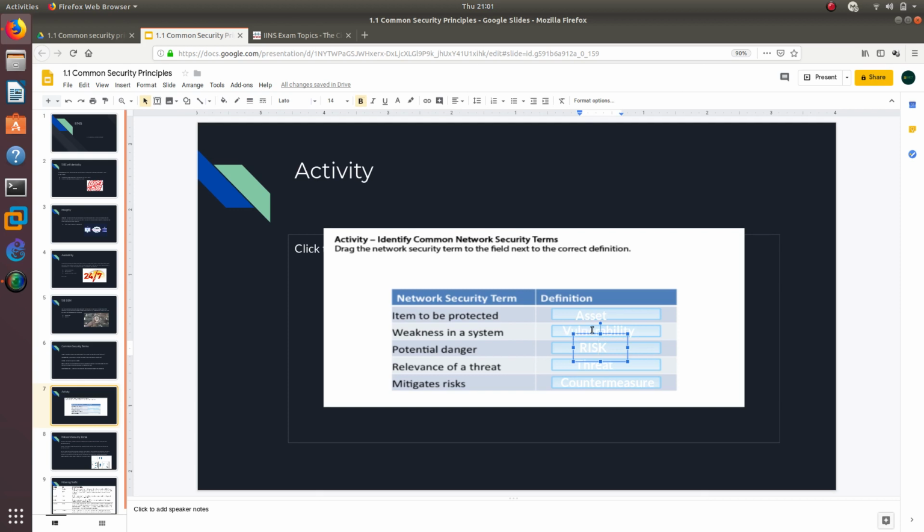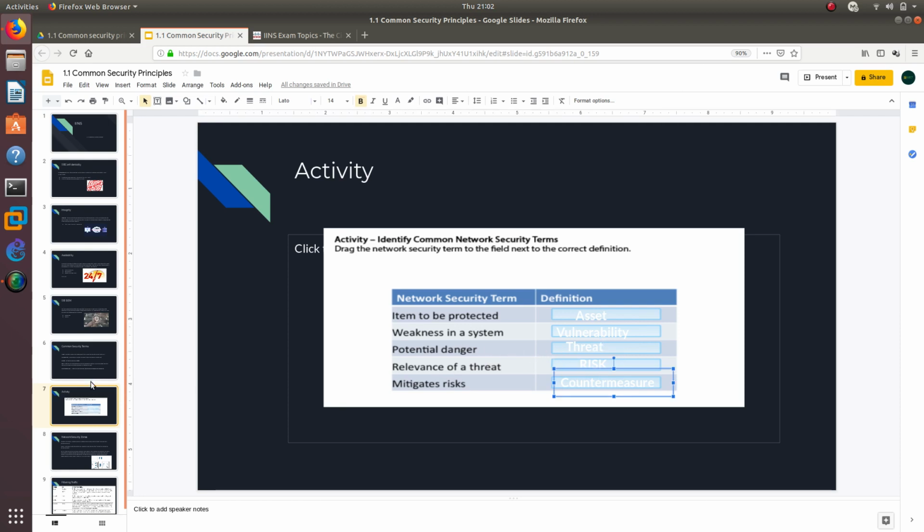This one should be, see if I can move it. So this one goes over here. Ah, I cannot move it. Let's see, this one goes over here. This one goes over here, and this one goes over here. So this is how they need to be. I believe this is how it is done. Potential danger, threats, prevalence of a threat are risks.